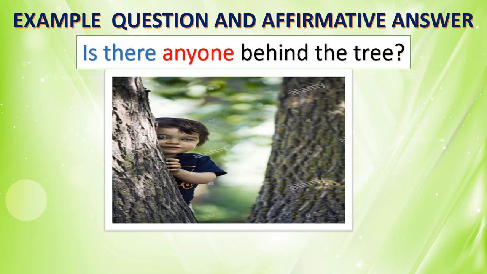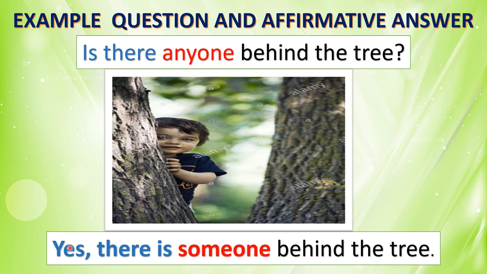Let's look at the example in the questions and affirmative answer using the indefinite pronoun anyone. We use anyone to ask a question. Is there anyone behind the tree? So anyone refers to a person. Look at the picture, you can see someone. So is there anyone behind the tree? You should answer using yes. Yes, there is someone behind the tree.